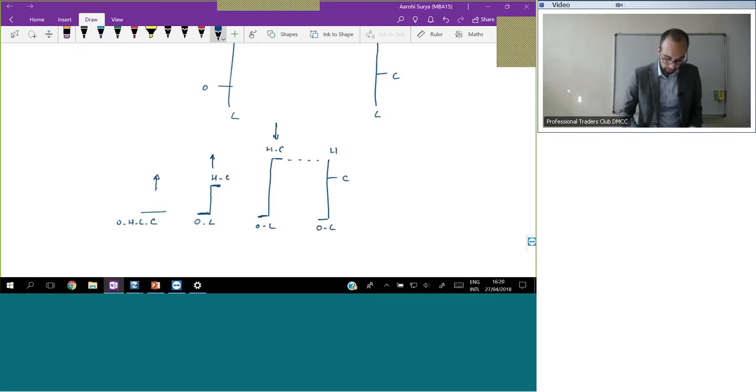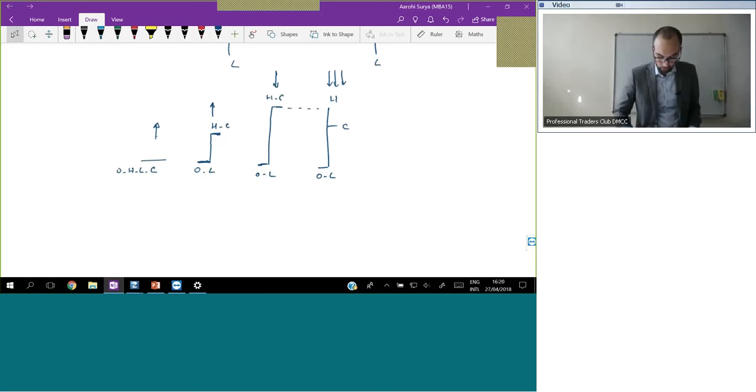Now suppose the bar goes a lot down. You'll see something like this. This is still the open. This is still the high.